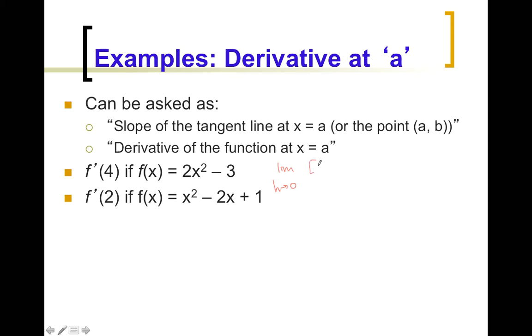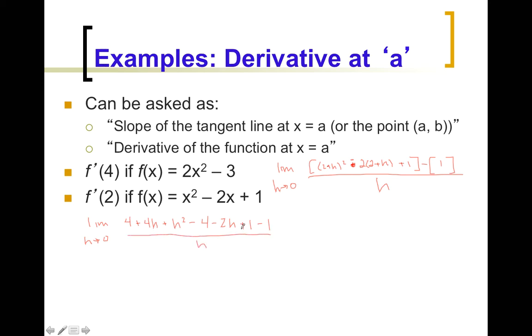of, I need to plug in 2 plus h squared minus 2 times 2 plus h plus 1 minus whatever f of 2 is. So I get 4 minus 4 is 0 plus 1 is 1, all over h. I'm going to come to this side here. And now I get to do some algebra 2 again. And I get to simplify. 2 plus h squared becomes 4 plus 4h plus h squared minus 4 minus 2h plus 1 minus 1, all over h.